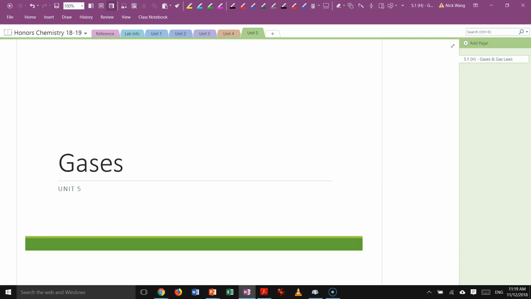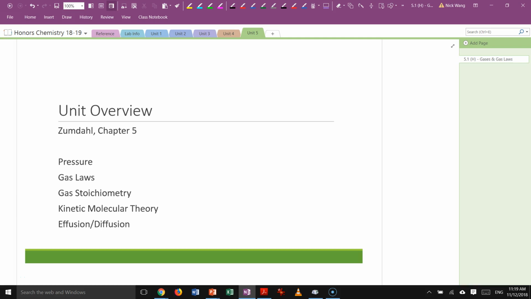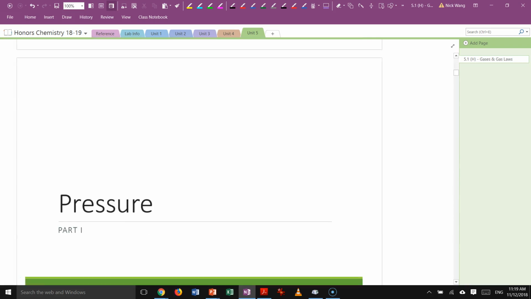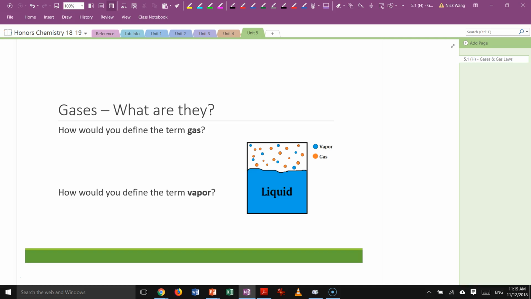We're going to introduce this new unit on gases by looking at a few things, mostly relating to the definition of gases and this concept of pressure. So if you look right here, this is a quick breakdown of the unit, and we'll mostly focus on this first bit, pressure. Before we move on, we've got to define what gases are.